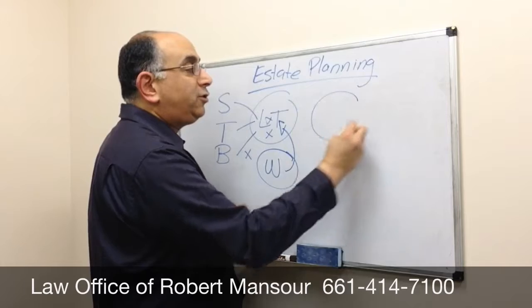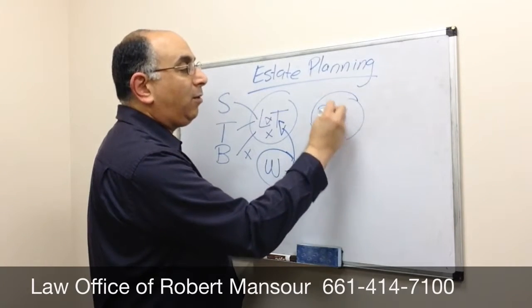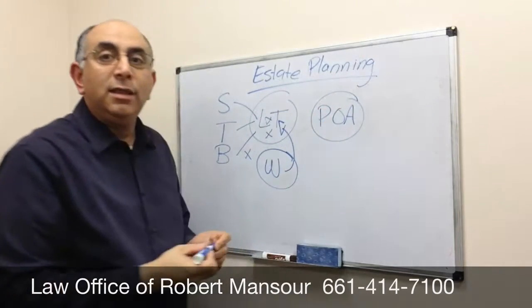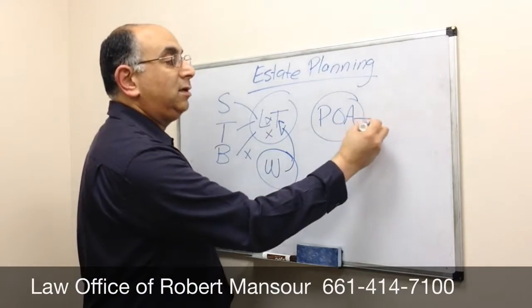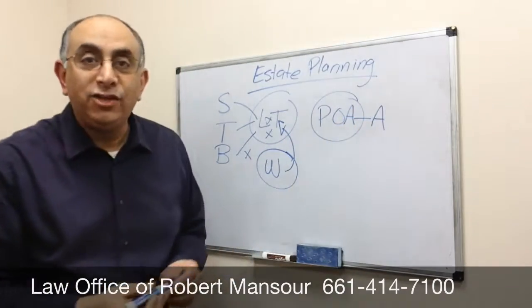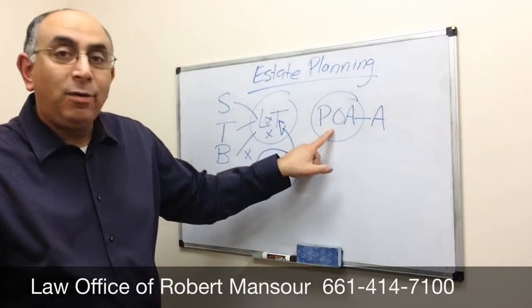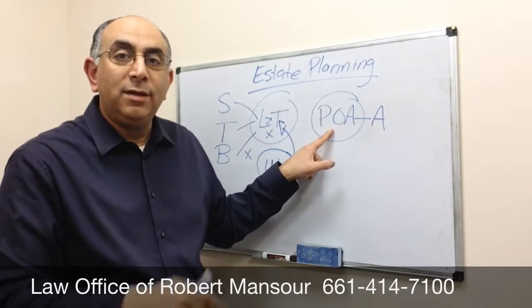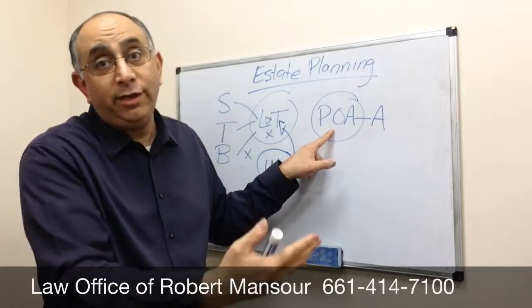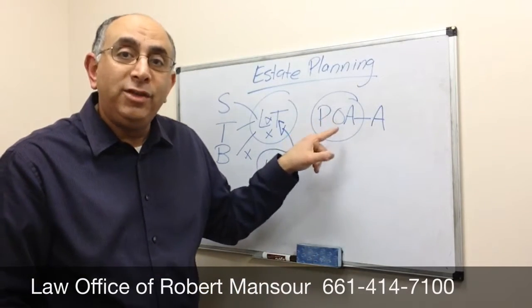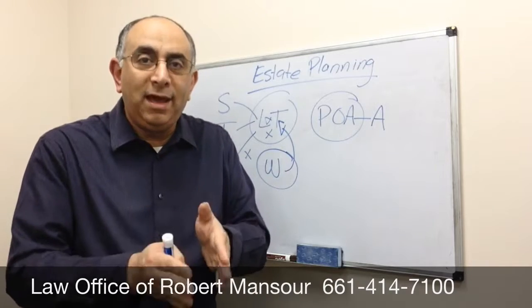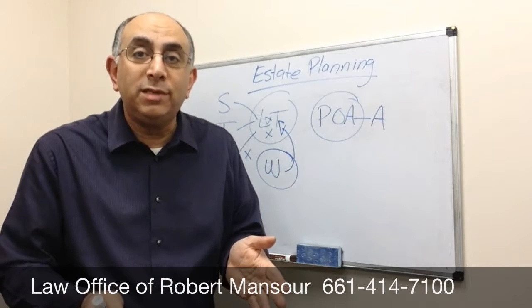The next major tool is something called the power of attorney. This person is called your agent. Now, power of attorney simply means the following. You appoint someone, usually your spouse or a friend or a family member, as your agent. They get to act on your behalf in many, many different circumstances.